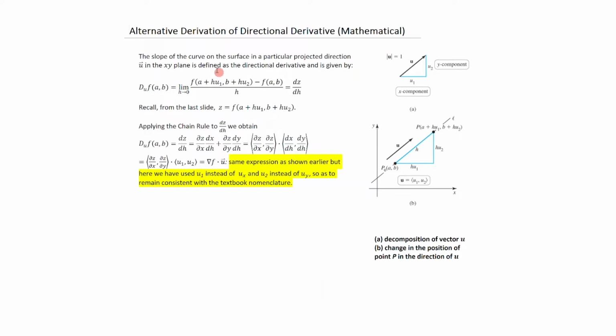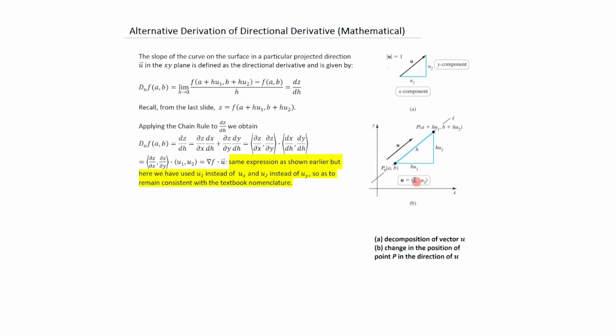All right, so the slope of the curve on the surface in a particular projected direction, u in the xy plane, is defined as the directional derivative and is given by this expression. And in the limit, if h goes to 0, this is nothing more than dz/dh. So that's another way of describing things. And here again is the u vector, which has an x component and a y component, u1, u2, but the magnitude of this vector is equal to 1.